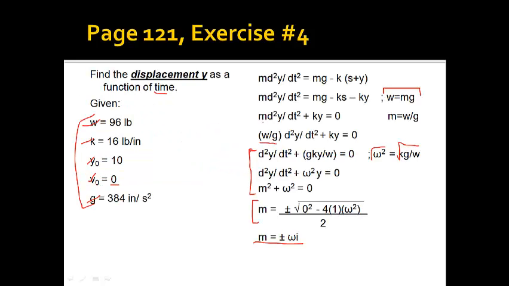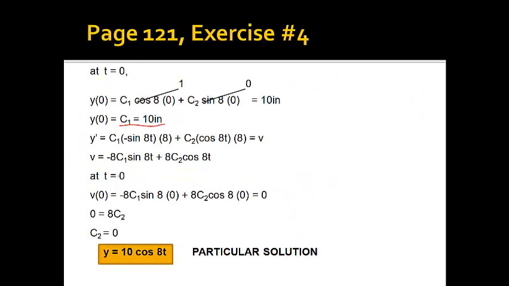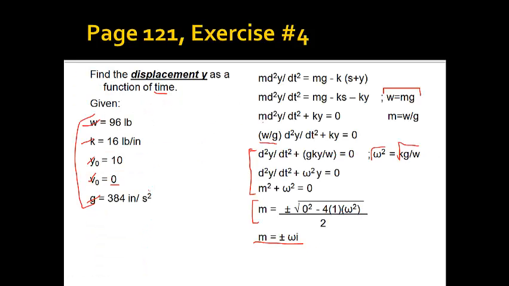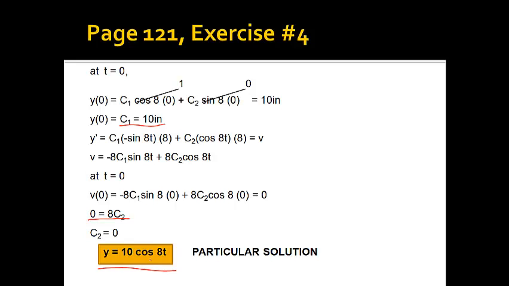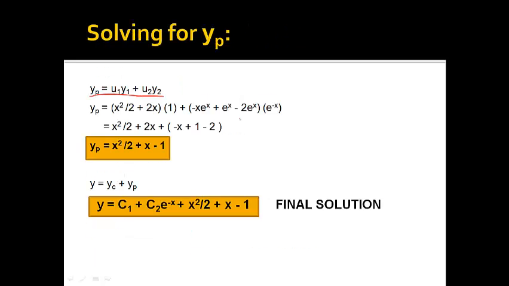Forming the integral for u2, we get u2 equal to negative x times e raised to x plus e raised to x minus 2 e raised to x. Moving on, we can now solve for yp, since yp is equal to u1 y1 plus u2 y2. Our u1 is x squared over 2 plus 2x, and our y1 is 1. Our y2 is e raised to negative x.